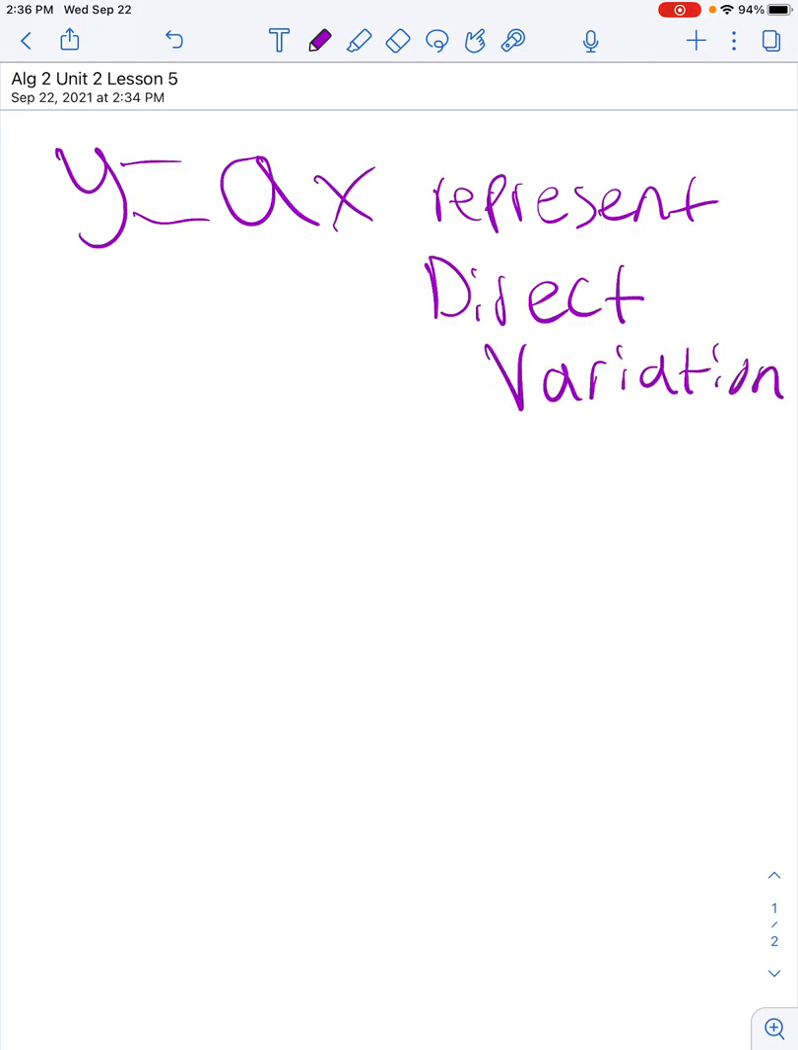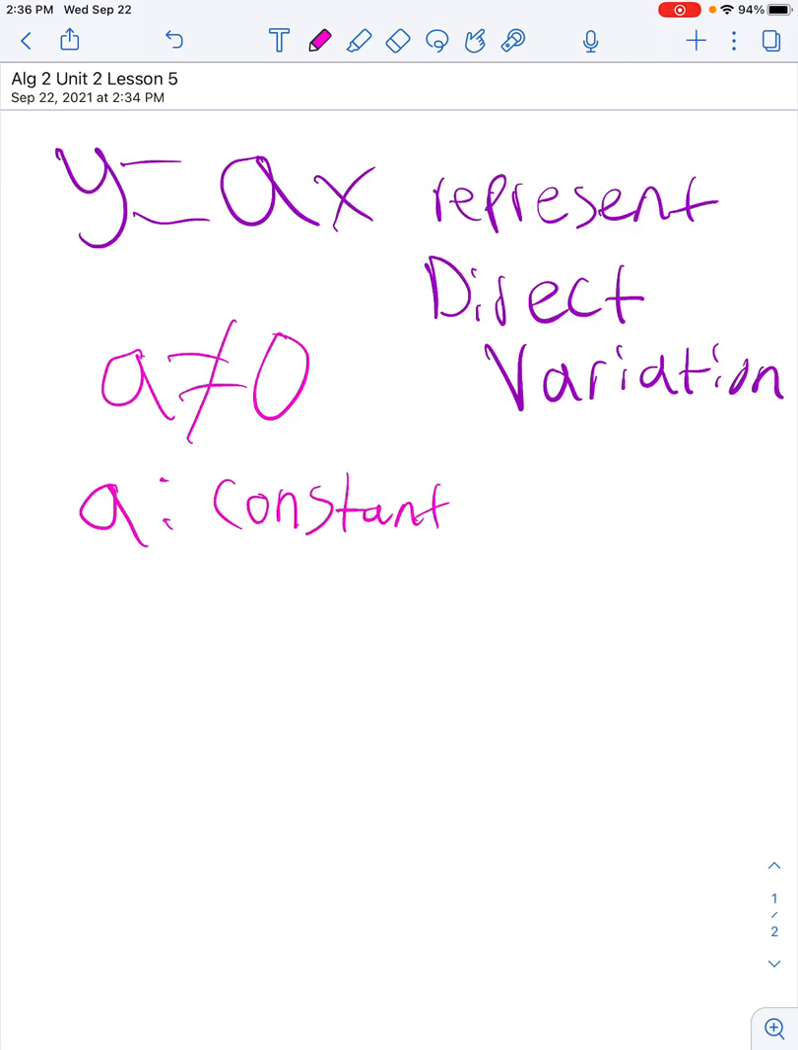So what does that mean? Again, y is said to vary directly with x. Now, important to note, a cannot equal 0, because anything times 0 equals 0. But we call a the constant of variation.